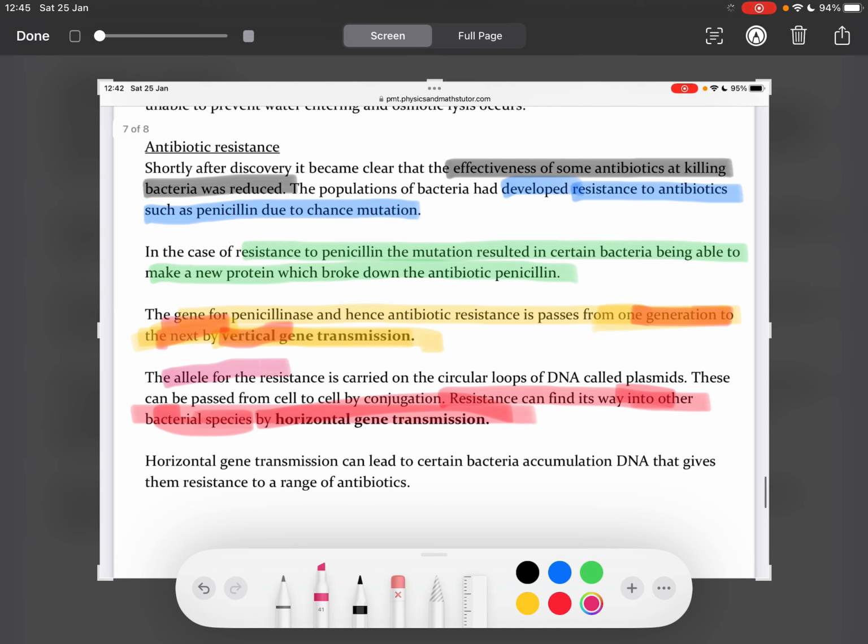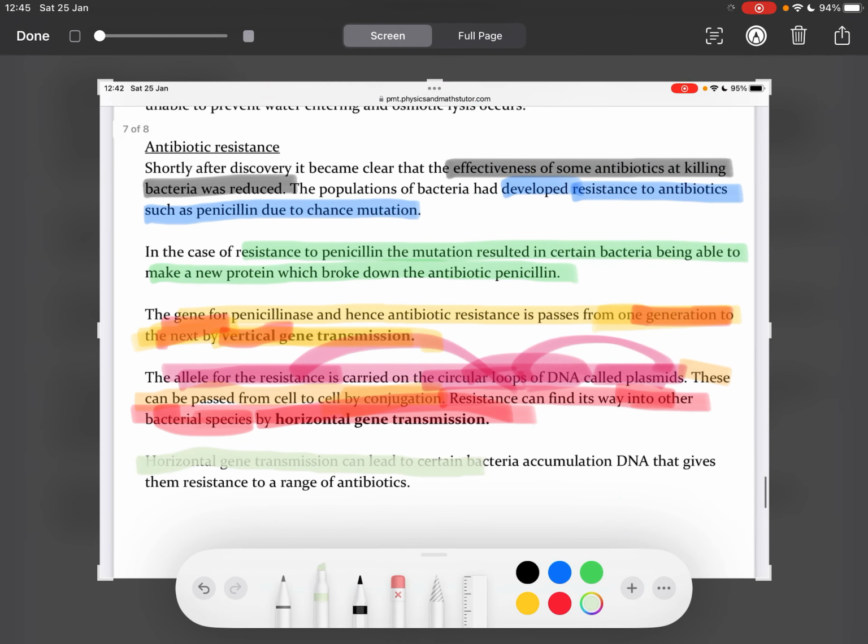The allele for the resistance is carried on circular loops of DNA called plasmids. These can be passed from cell to cell by conjugation. Horizontal gene transmission can lead to certain bacteria accumulating DNA that gives them resistance to a range of antibiotics.